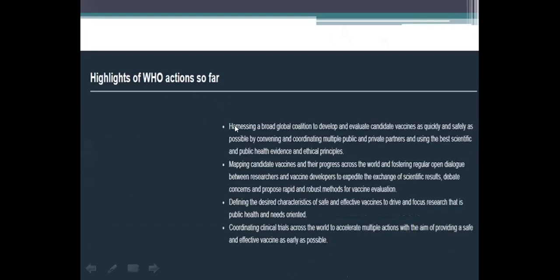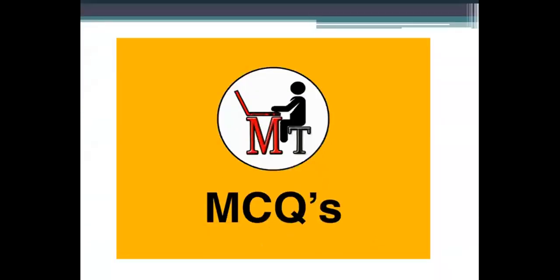Highlights of these WHO actions include harnessing a global coalition to develop and evaluate candidate vaccines as quickly and safely as possible, mapping candidate vaccines and their progress across the world, defining the desired characteristics of safe and effective vaccines to drive a public health and needs-oriented focus, and coordinating clinical trials across the world to accelerate multiple actions with the aim of providing a safe and effective vaccination as early as possible.